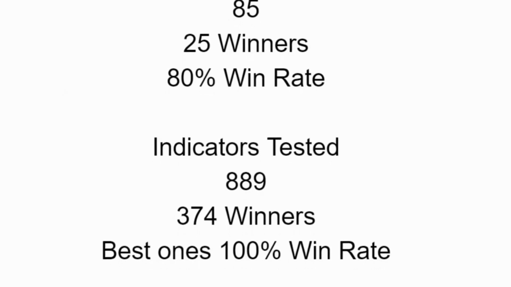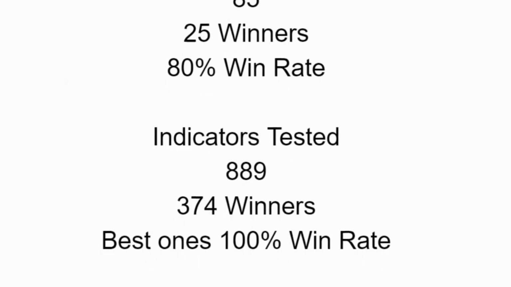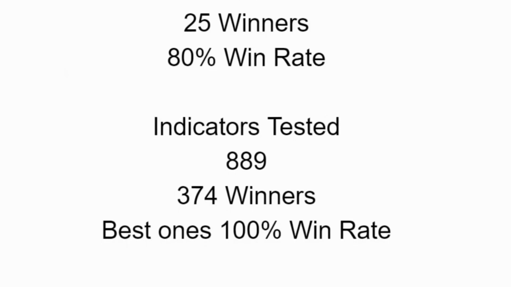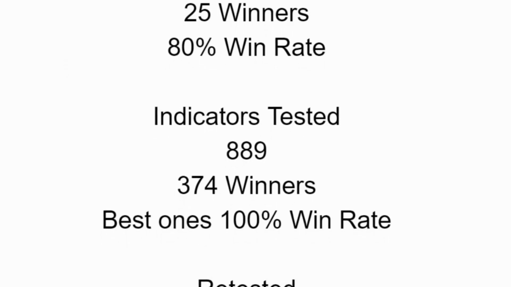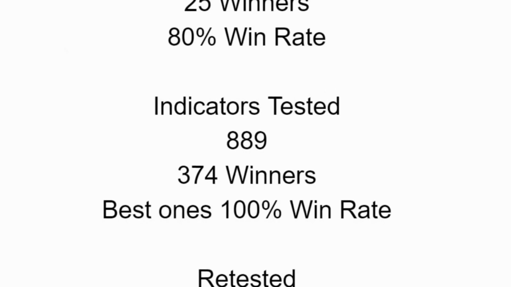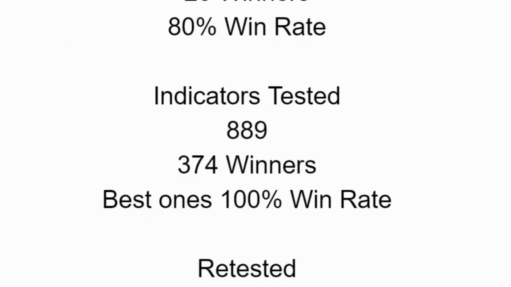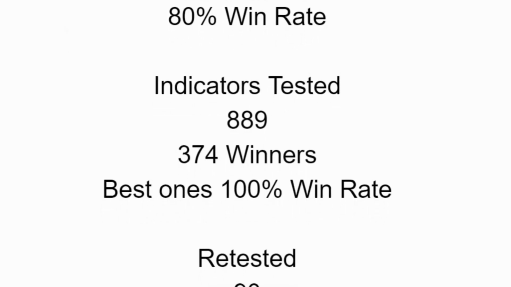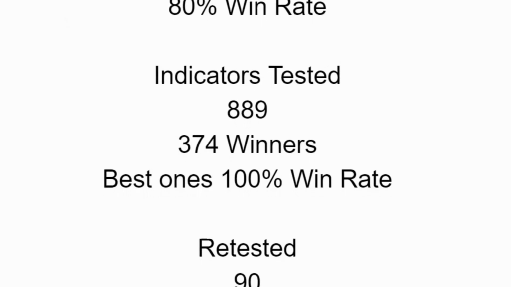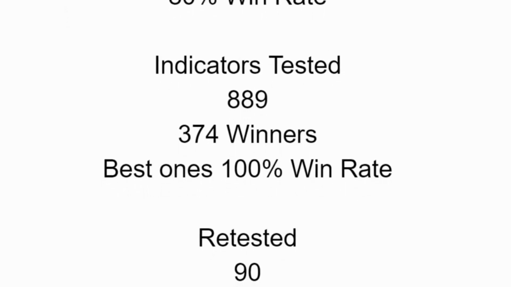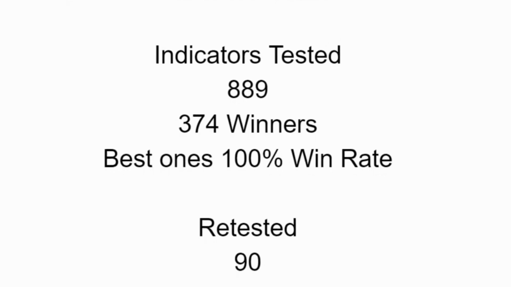We've also tested a total of 889 indicators with 374 winners. The best ones so far were able to achieve a 100% win rate. Now you need to go back and watch those videos to understand the context of how they were able to achieve that. So go back and watch those videos and see what you can get out of those winning indicators.